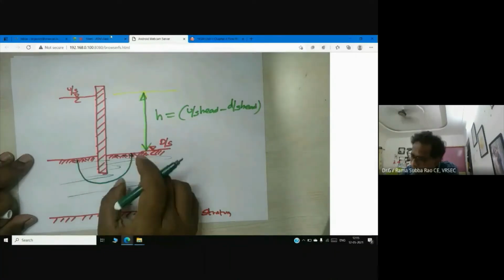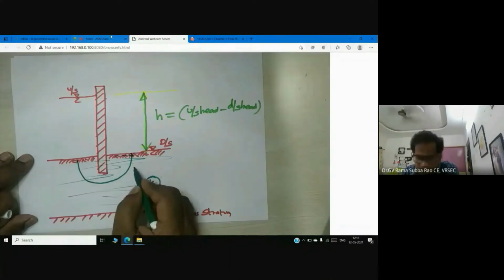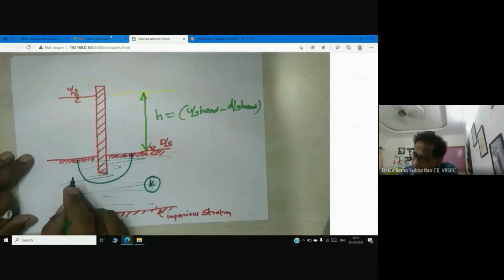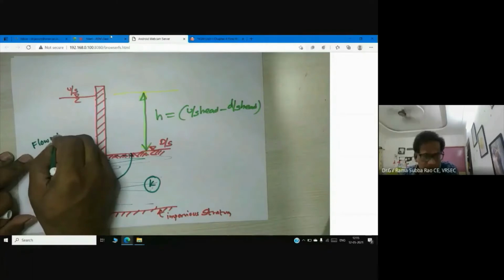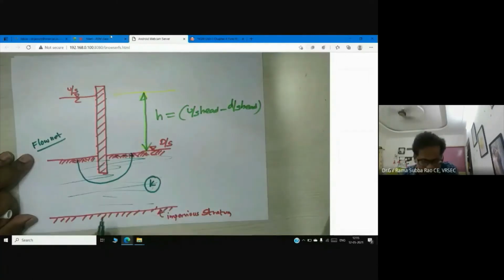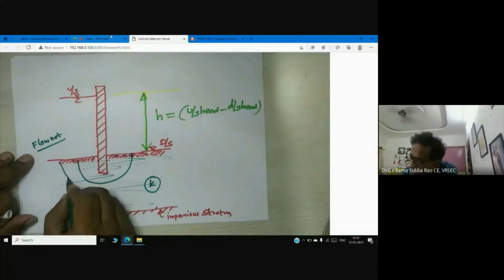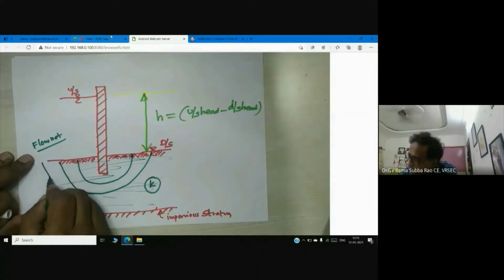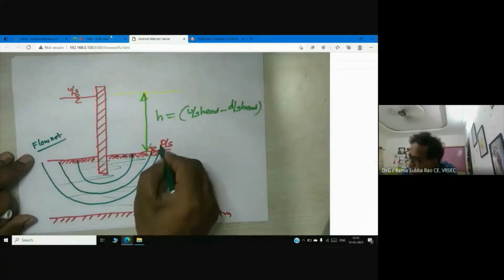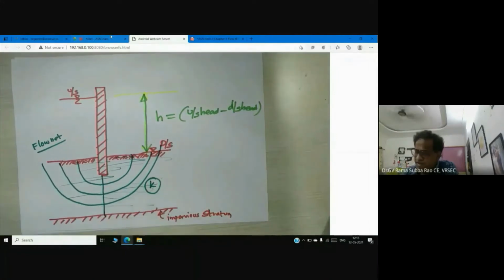Now I want to calculate seepage loss. So for that I need to draw a flow net. So see the way I am drawing the flow net. All of you please see carefully. See the way I am drawing the flow net, please, all of you. So now you can see.